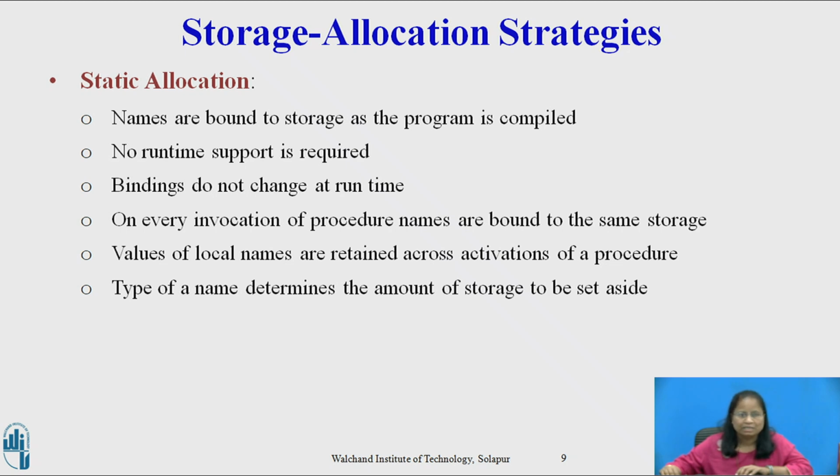Static allocation. In static allocation, names are bound to storage as the program is compiled, so there is no need for a runtime support package. Since the bindings do not change at runtime, every time a procedure is activated, its names are bound to the same storage location. This property allows the values of local names to be retained across activations of a procedure. That is, when control returns to a procedure, the values of the locals are the same as they were when control left the last time.